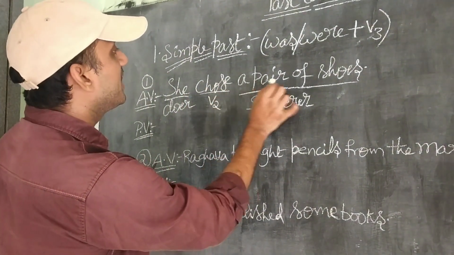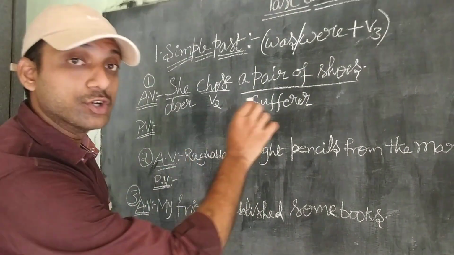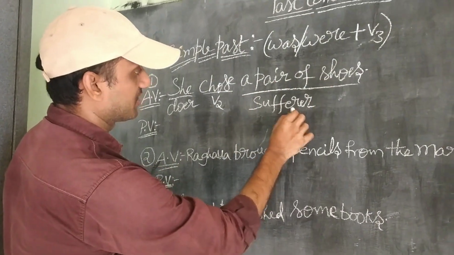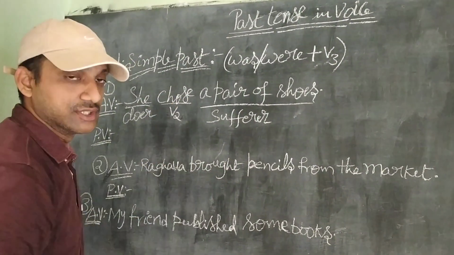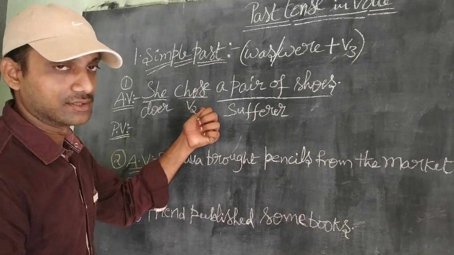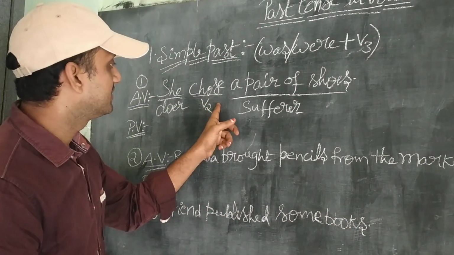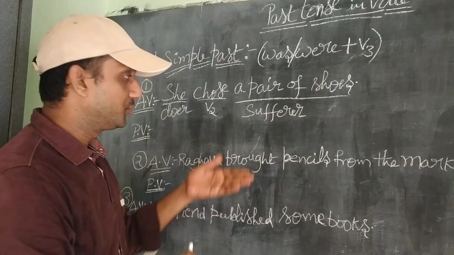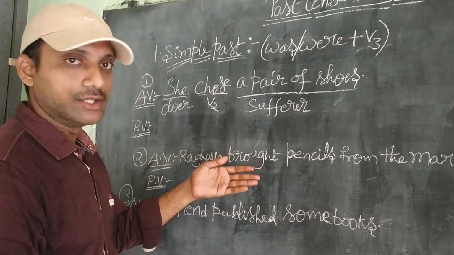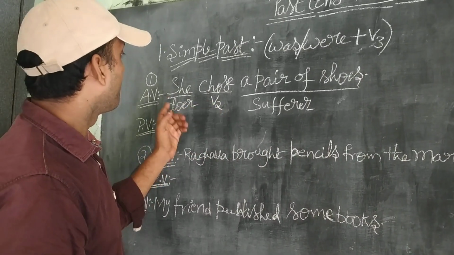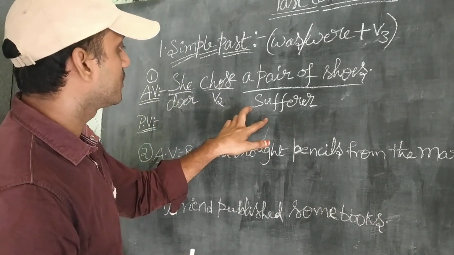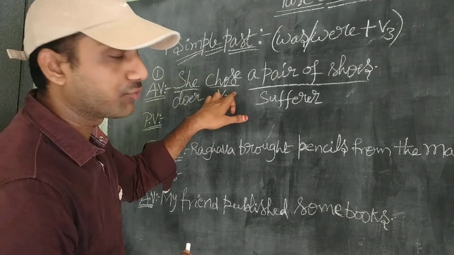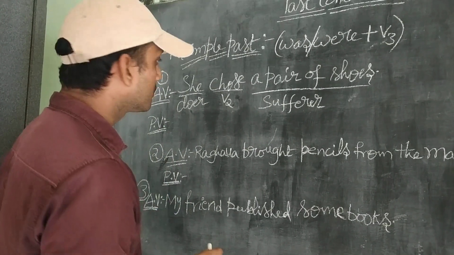She chose a pair of shoes. She is the doer. A pair of shoes is the sufferer. Chose is V2. If you observe V2 here, you have to decide it is simple past. In this way, you have to verify your answer. If you have any 4 options here, you have to understand with the help of doer and sufferer. After doer and sufferer, if you observe carefully what is the verb form, that's enough. You can conclude the answer.